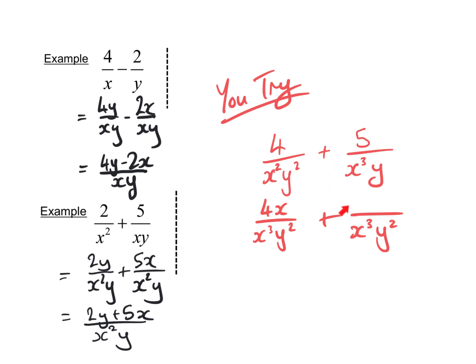So 5 times y is 5y. And then I can write it as a single denominator. So it's x cubed y squared was the denominator we chose. And then again, I can't actually add them together because they're not like terms, so I just need to write them as an expression, 4x plus 5y. So that's 4x plus 5y.